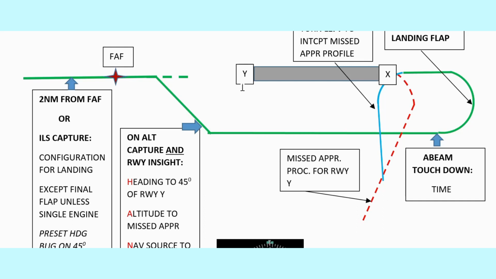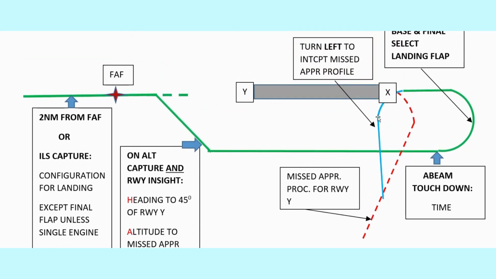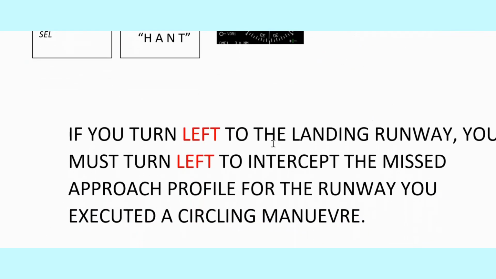That's about it. So the 180 degree that they talk about in the manuals, some people have found it a bit confusing. They didn't know what it means, shortest turn or so on. But this is basically what it is. So this is the shortest turn. Okay, just remember which way you are turning to land, and the same direction will be for your missed approach. So again here, I said, if you turn left to the landing runway, you must turn left to intercept the missed approach profile for the runway you executed a circling maneuver.